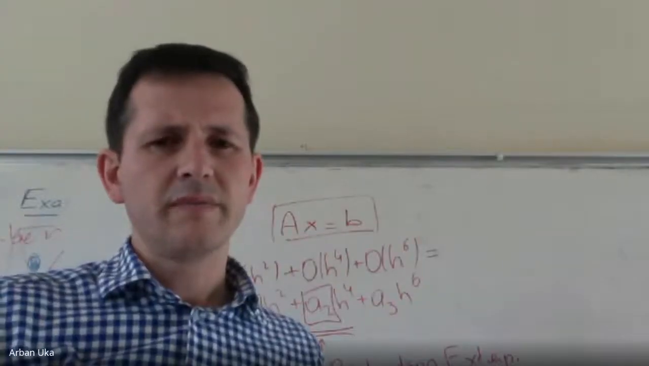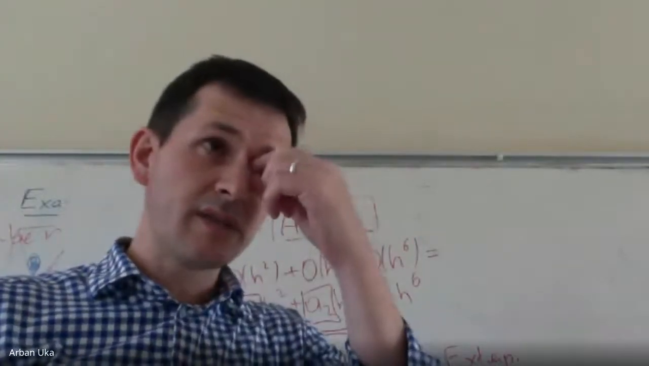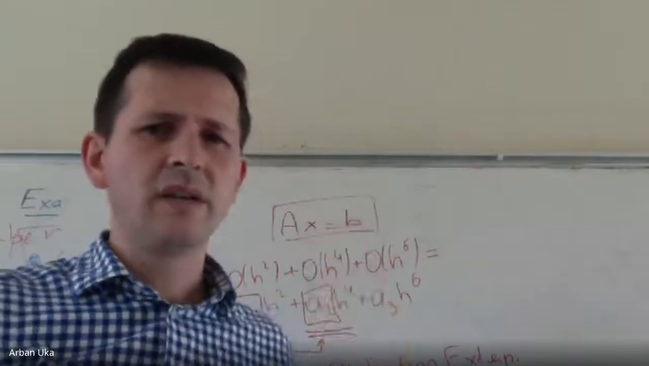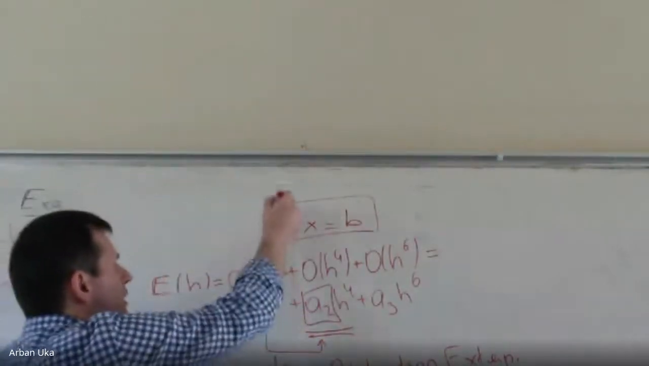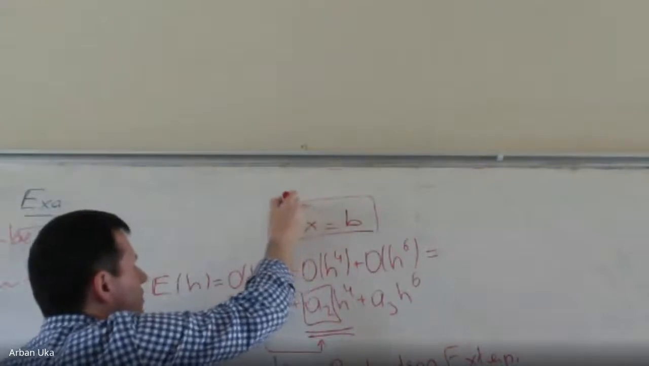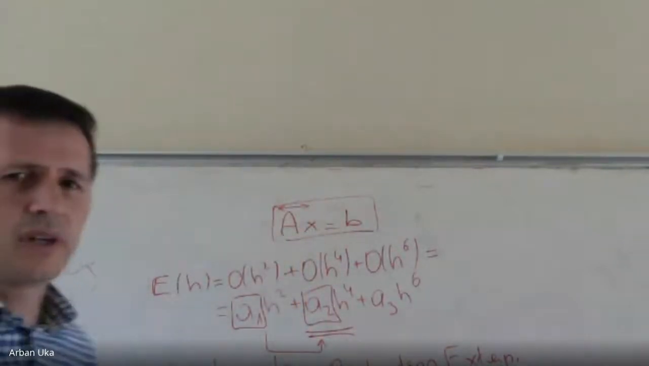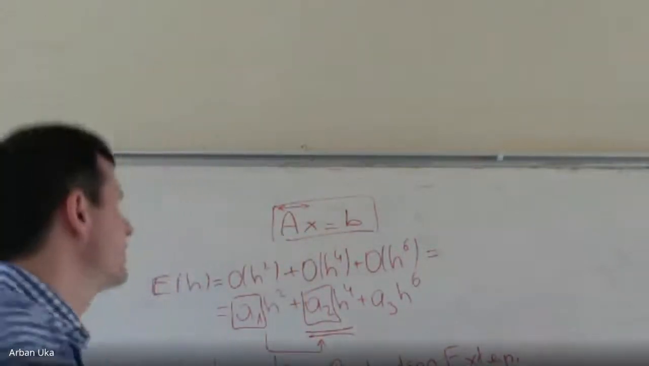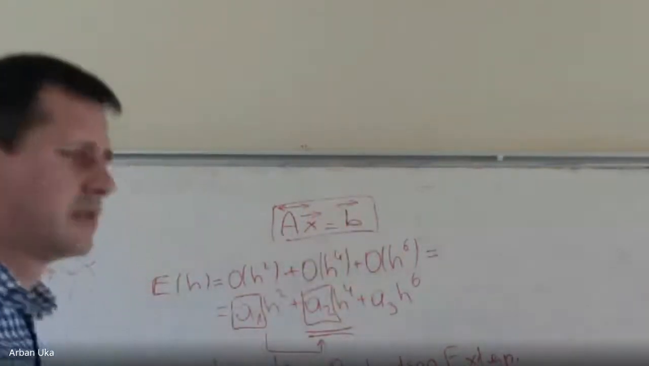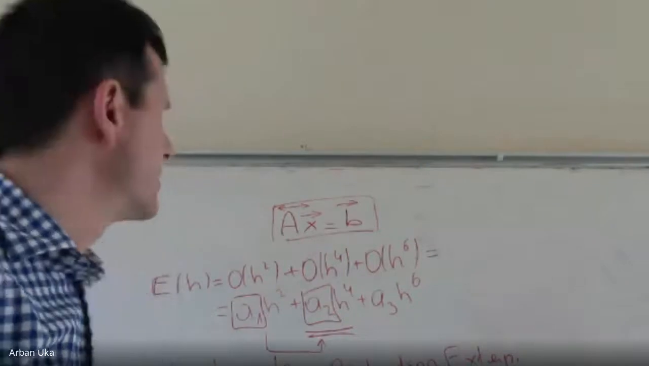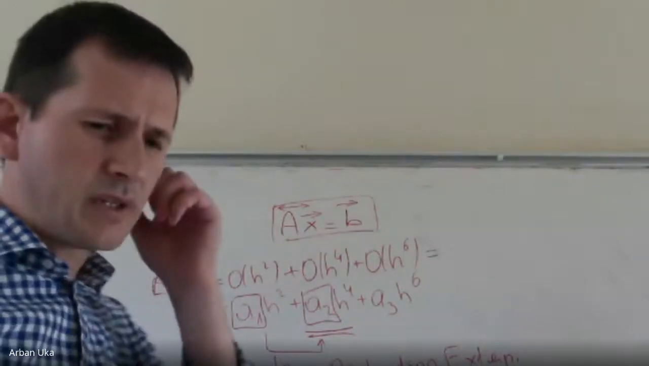Yes, exactly. So if the coefficient matrix A is diagonally dominant, then for sure it is going to converge. Okay. So here we have this coefficient matrix A times a vector x. This is equal to another vector B, which is the non-homogeneous part.